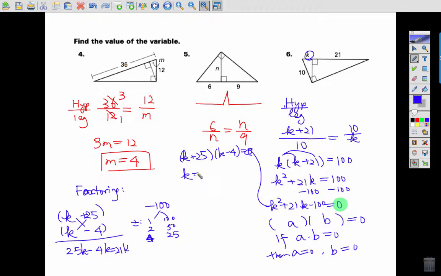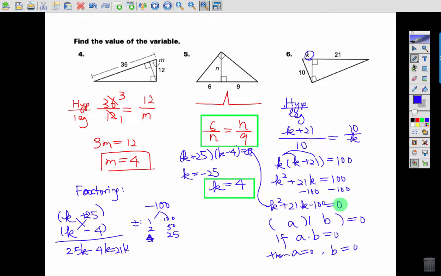And my k would either have to be negative 25 or k has to be equal to 4. Obviously, I cannot have a side length of a right triangle, k, as negative, so it has to be 4. That's my final answer.